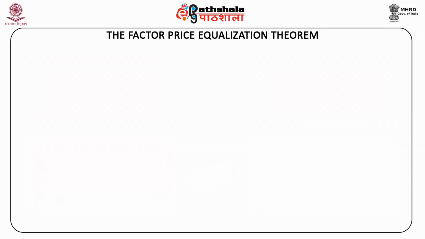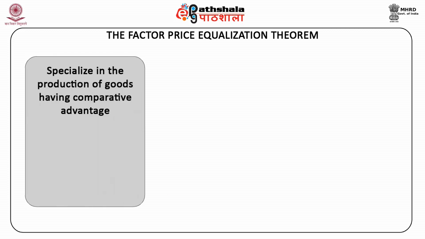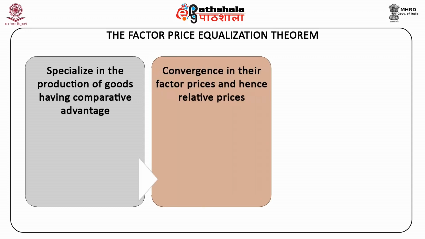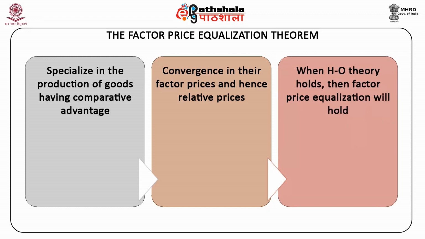Now, as the two nations decide to trade, they specialize in the production of goods of their comparative advantage, and this causes a convergence in their factor prices and hence relative prices. Factor prices converge with relative prices after trade. Thus, when HO theory holds, then factor price equalization will also hold.